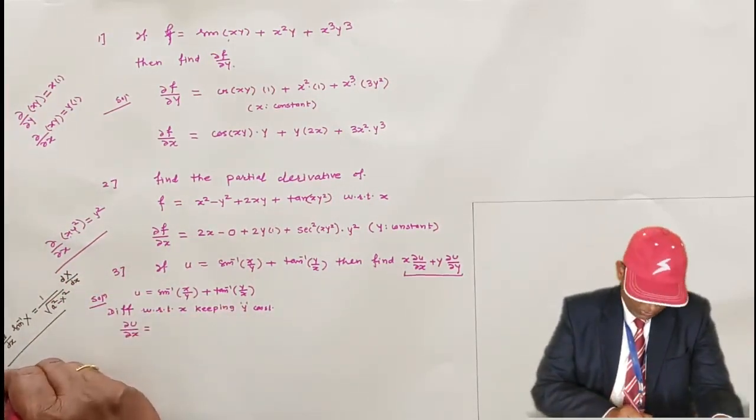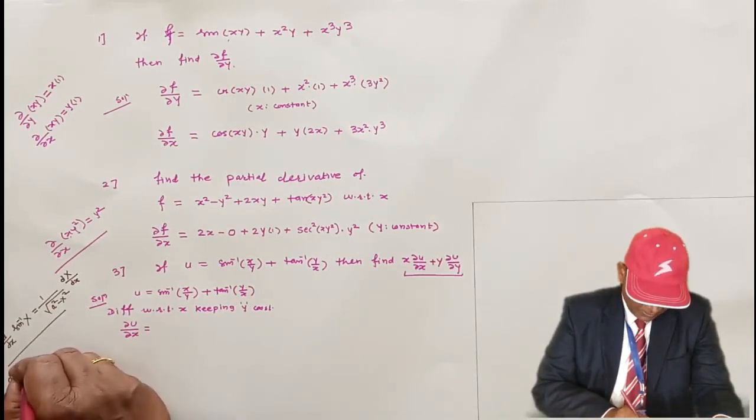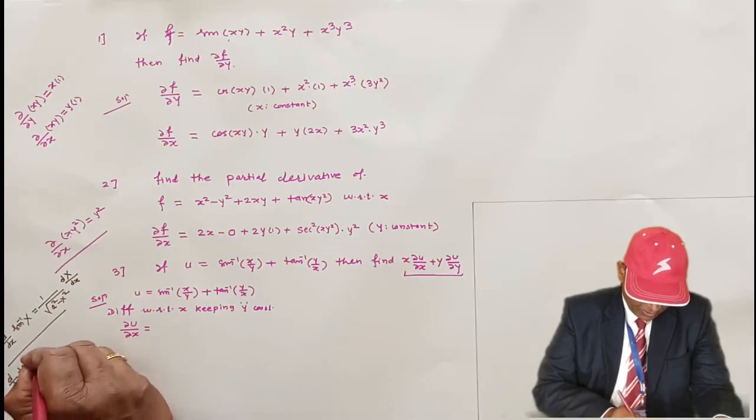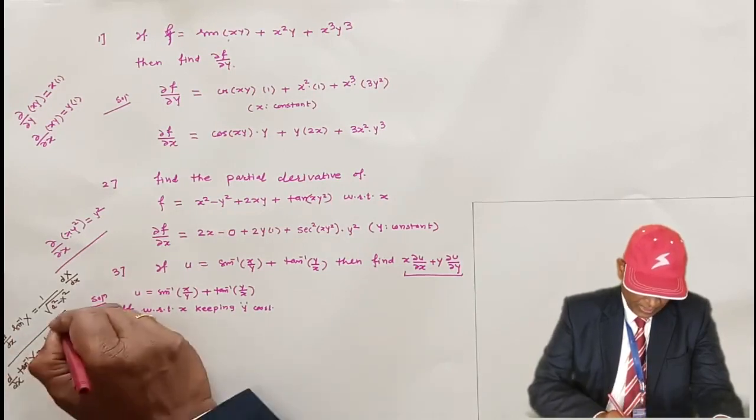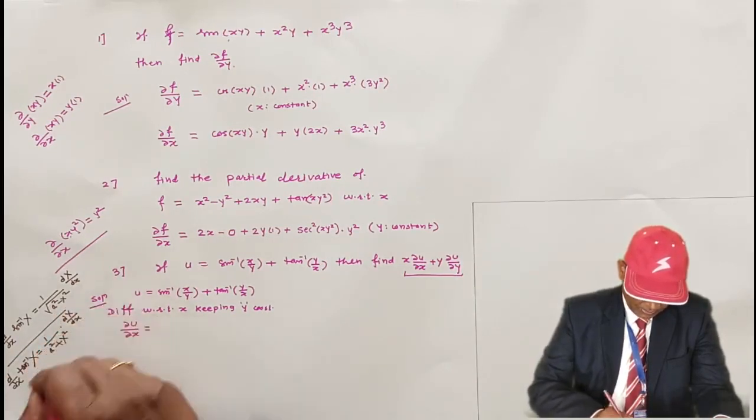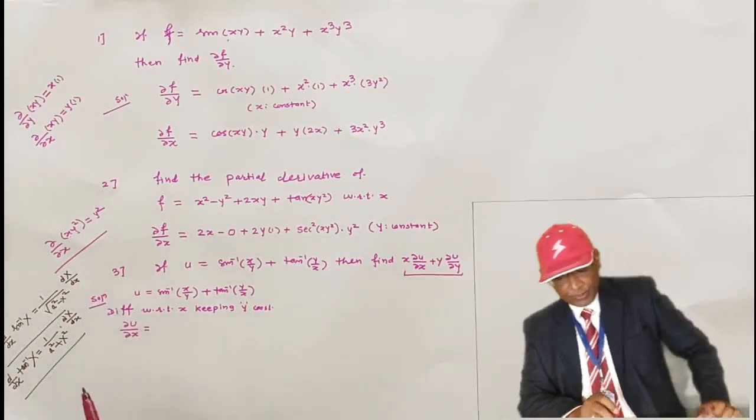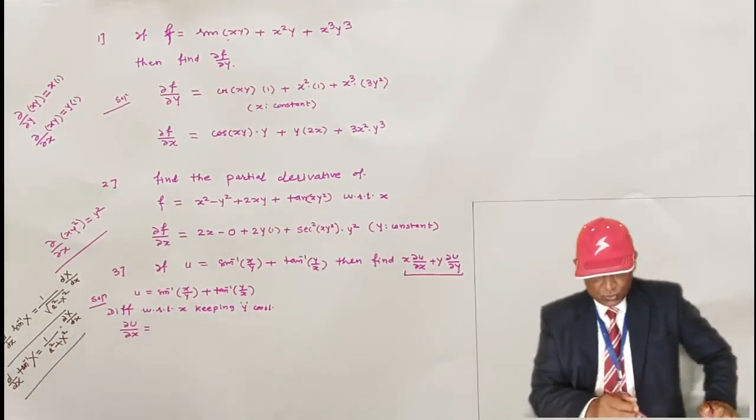And one more formula will be required. Derivative of tan inverse of capital X is what? 1 by a square plus x square, and multiplied by derivative of capital X with respect to small x again in the multiplication. Okay, just you are aware of these two formulae.